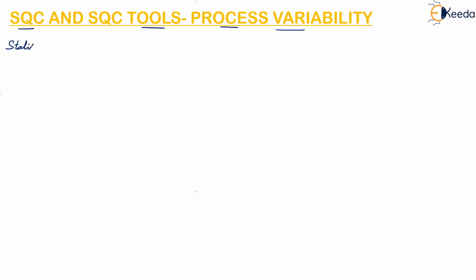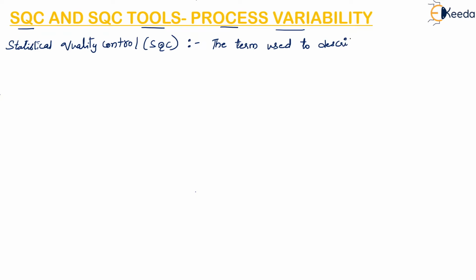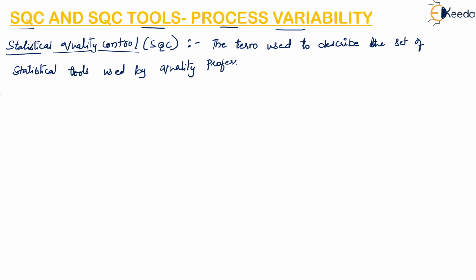So SQC, or Statistical Quality Control, is a term which is used to describe a set of statistical tools used by the quality professionals. So this statistical quality control can be divided into three categories.